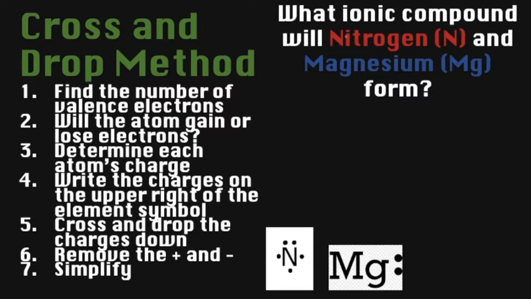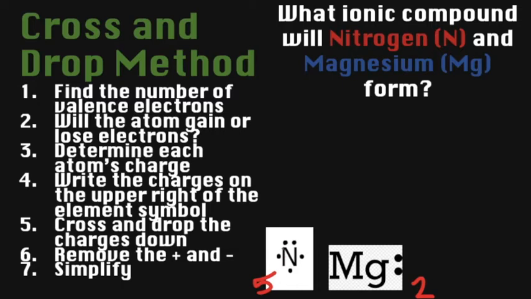So let's do this example. What ionic compound will nitrogen and magnesium form? Notice, nitrogen is a nonmetal, magnesium is a metal, so they will form an ionic bond. Ionic bonds are only formed between metals and nonmetals. All right, so we need to find the number of valence electrons for each one. If you look up the number of valence electrons for nitrogen, it has 5. Magnesium has 2.